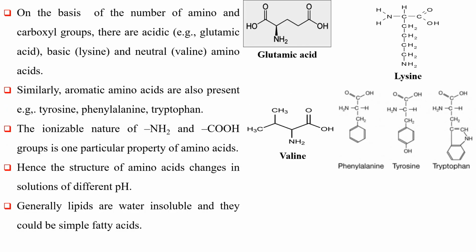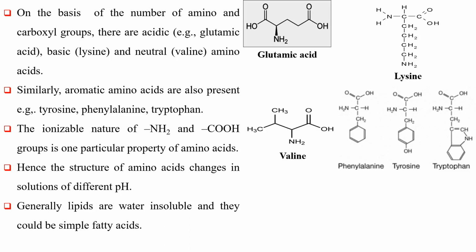On the basis of the number of amino and carboxyl groups, there are acidic, basic, and neutral amino acids. Similarly, aromatic amino acids are also present, for example tyrosine, phenylalanine, and tryptophan. The ionizable nature of NH2 and COOH groups is one particular property of amino acids. Hence, the structure of amino acids changes in solution of different pH.